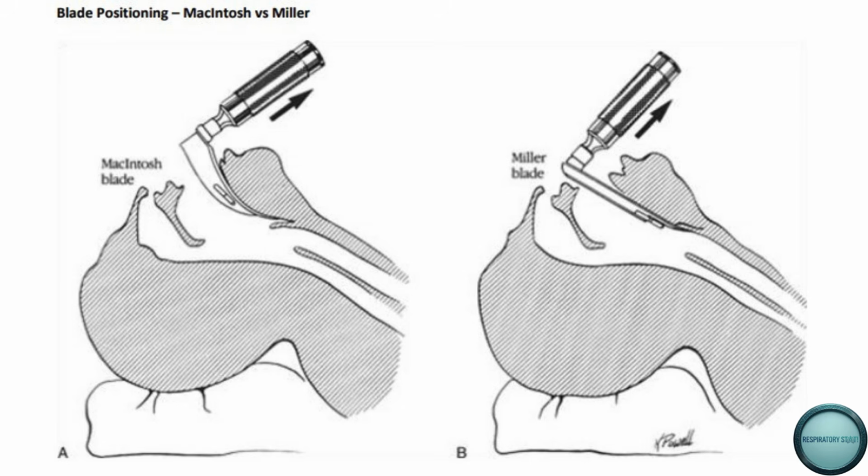Here's a question for you. When you intubate using a Mac blade like the one on the left, you aren't actually lifting the epiglottis directly. So what specific anatomical pocket are you engaging, and why does missing it guarantee a difficult airway?